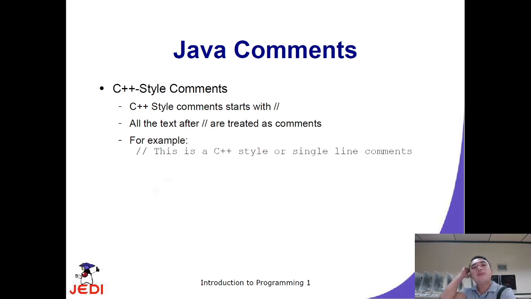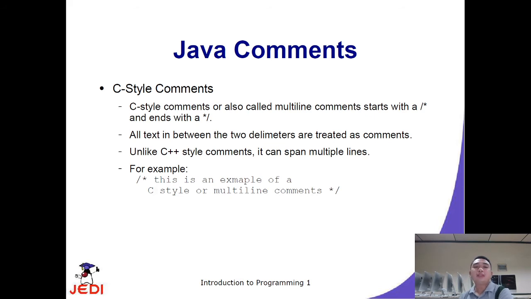The C++ style comment starts with a double forward slash. The text after the double forward slash will be treated as a comment. This is an example. This is only used for single line comments. Next are the C-style comments, or multi-line comments, which start with a forward slash asterisk and end with an asterisk forward slash. All text in between those two delimiters will be treated as comments. So unlike the single line style, C-style comments can span multiple lines.